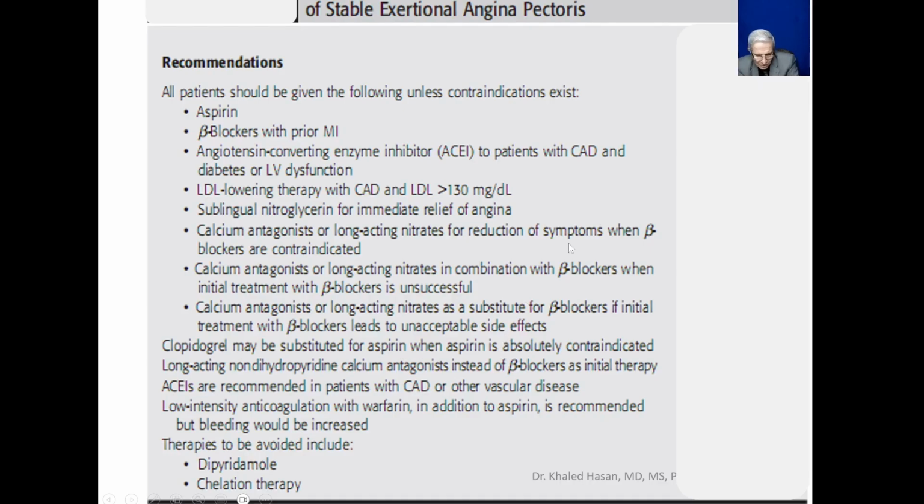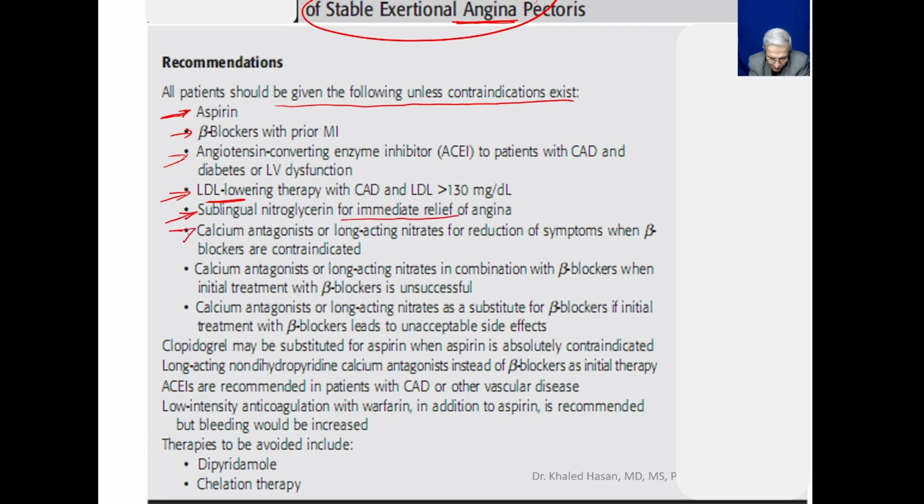The slide here only shows you that the patients are from angina, stable angina. So all patients should be given the following unless there is a contraindication. So now we have patients with angina. We prescribe aspirin. We can prescribe beta blockers such as atenolol. We prescribe angiotensin blockers. We can prescribe a statin, lowering LDL, sublingual nitroglycerin for immediate relief, long-acting nitrates, long-acting calcium antagonist. Not all of these medications, but all of these medications are on the table.